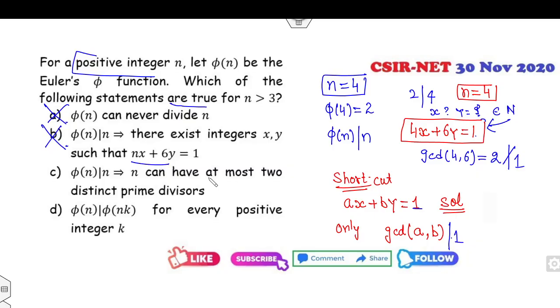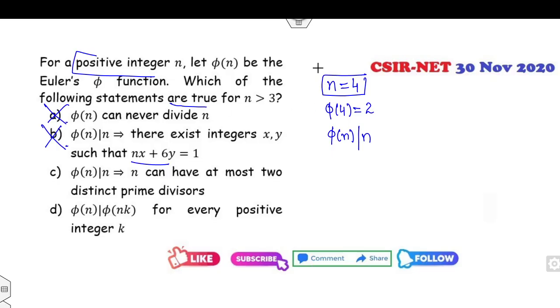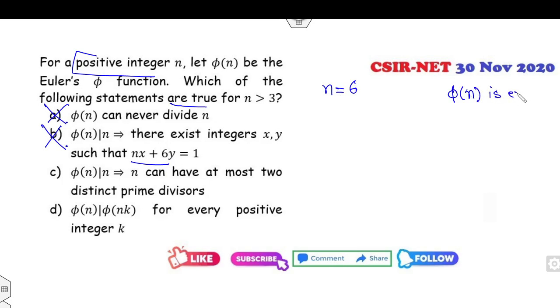Okay. Now, another example you can think about. Instead of n is equal to 4, you can choose n is equal to 6. Why have I chosen n as an even number? Because we all know phi n is always an even number whenever n is greater than or equal to 3. So then what is the phi of 6? 6 I can write as 2 into 3. So that will be 2. So clearly phi of 6 is 2, and 2 divides 6, satisfied. But the first option is again cancelled.